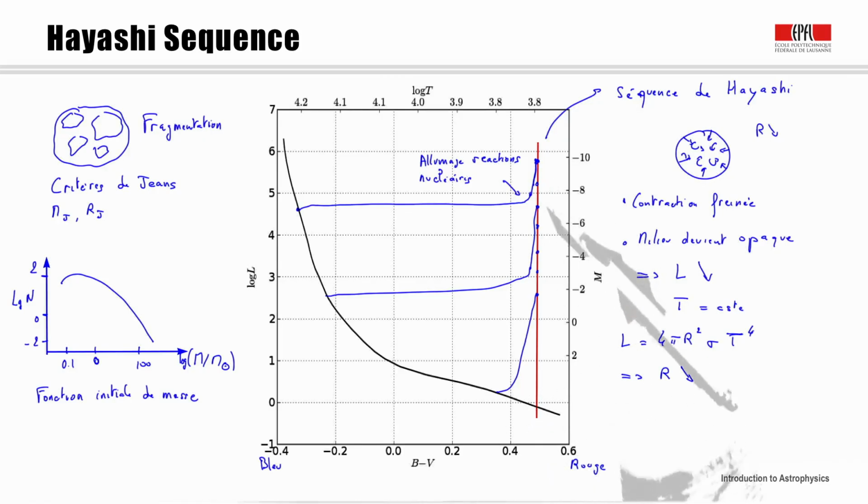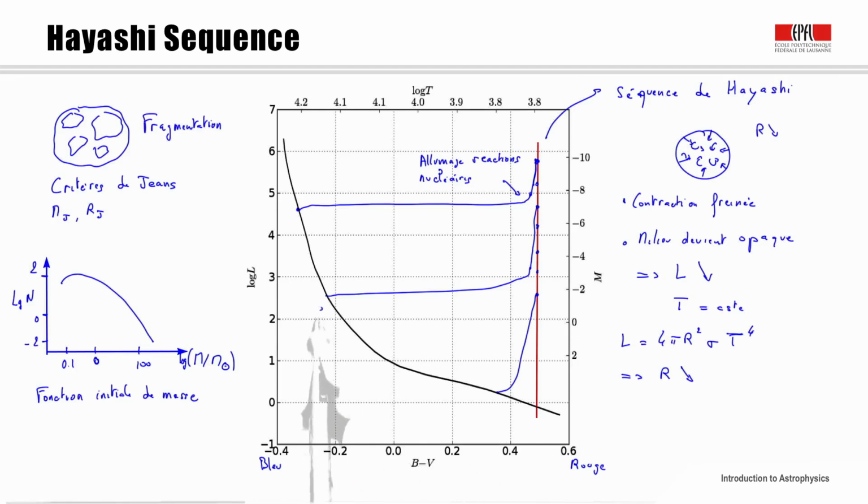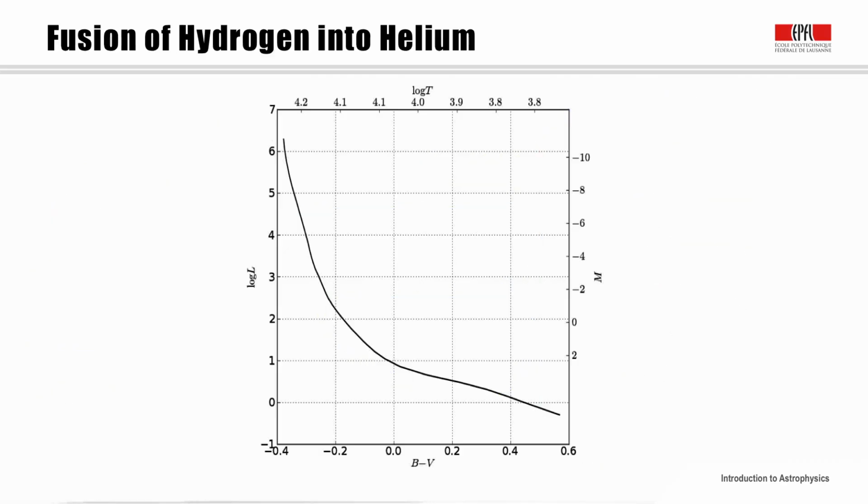We see that we left from a mass sequence defined by the initial mass function, and we reach another mass sequence, which is the main sequence. The heavier stars are at the top, and the lighter stars are at the bottom. What happens once on the main sequence? Stars burn their hydrogen.